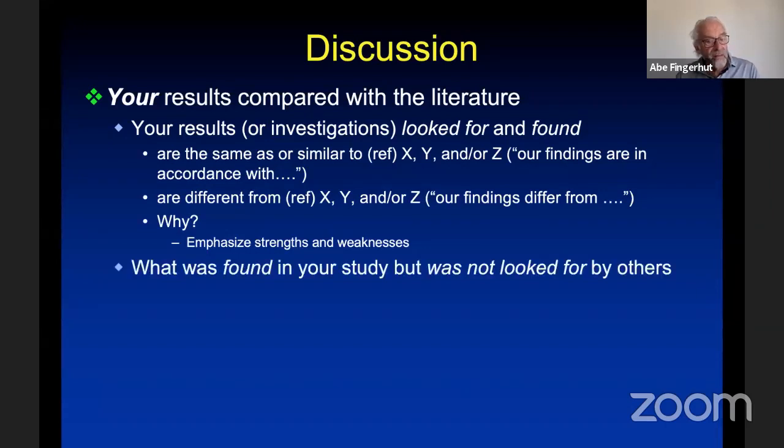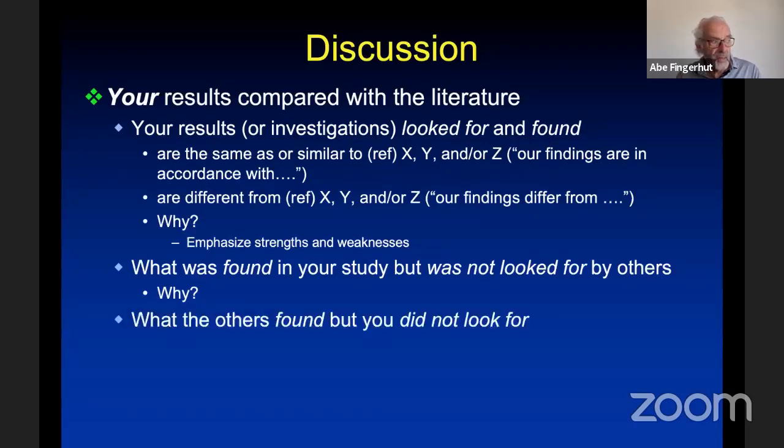But it may be that you found something that was not looked for by the others, that you can point out and say that's one of my strengths, but you have to explain why. Or, and don't forget this, be very, very honest, what others have found that you didn't find because you didn't look for them. This is one of your weaknesses, and explain why. So this is what the discussion is about. And if you don't have this mindset of how to write a discussion, you're going to get it wrong.